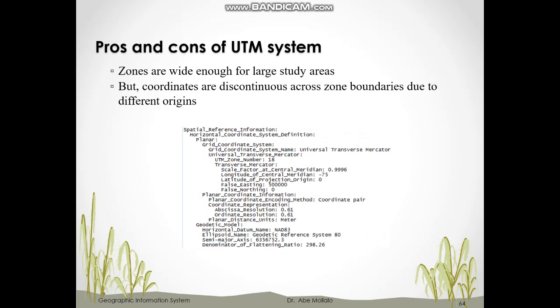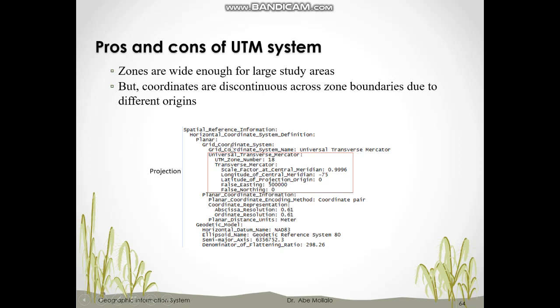And this is an example of a specification of the UTM projection that you see in ArcGIS. And this is the projection part. You can see UTM projection has been used for zone 18. And where is the central meridian? Here you can see that. The longitude of the central meridian is 75 degrees. And also we have a false easting of 500 kilometers, or 500,000 meters, because we moved to the left, to the western part from the central meridian, but there is no false northing. We don't go down because it's for the northern hemisphere.